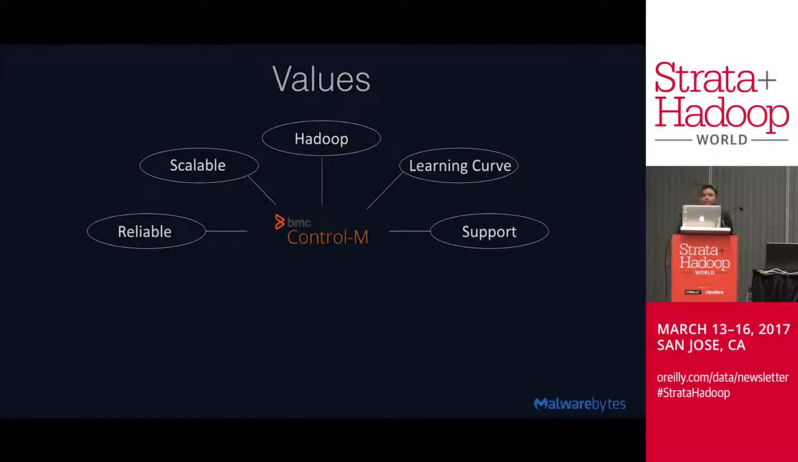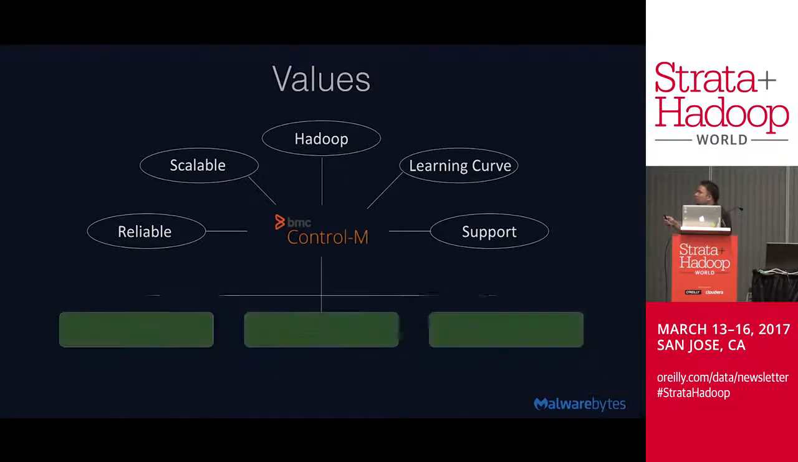Scalability. When I did a case study for this, I happened to talk to a lot of customers who have been successfully using this tool for more than a decade, some of whom have been running close to 150, 200K jobs, and they're doing it flawlessly. So scalability was never a question.